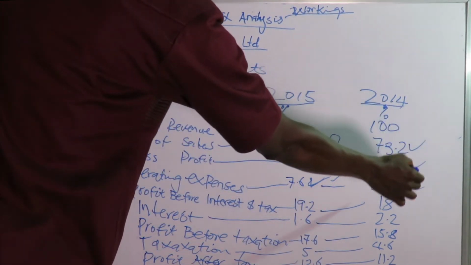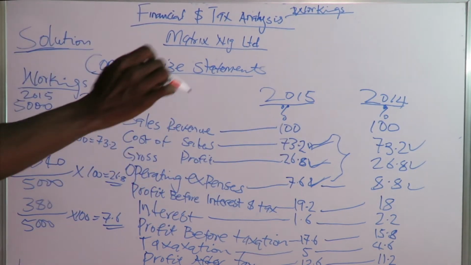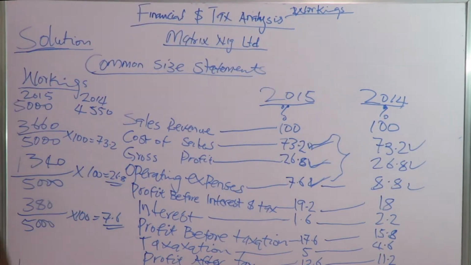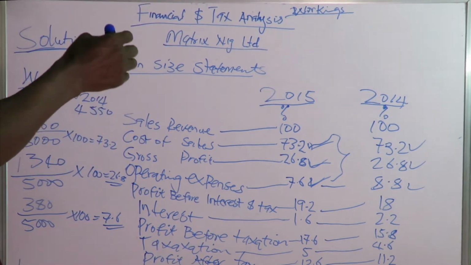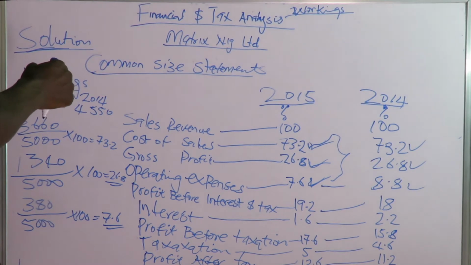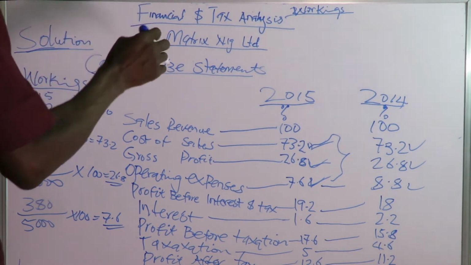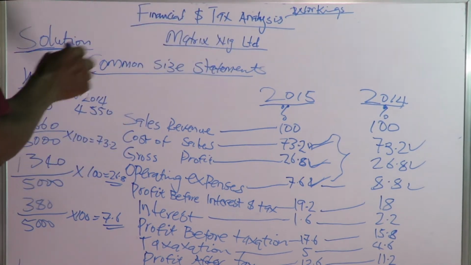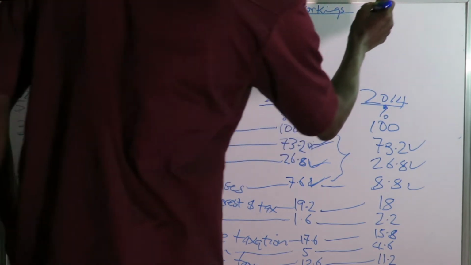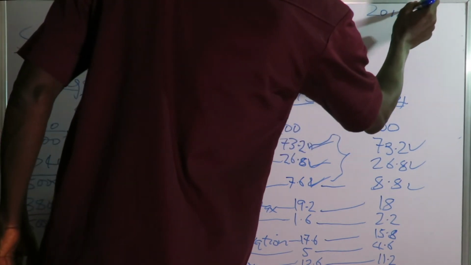So I want to work for these two, so that you understand. I work for these three also, then you work for the rest. Then we'll go to the last part of it, which is the statement of financial position. So we work the common size statement for financial position. So now, workings. Let me bring the workings for 2014 here.